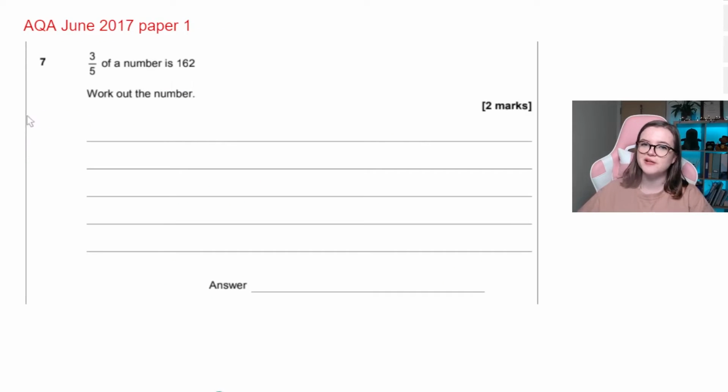Okay, next question then. It's an AQA question from June 2017. Again, paper 1, so non-calculator. A little bit of a tricky one, this one, so try your best. Pause it, have a go, see how you get on.